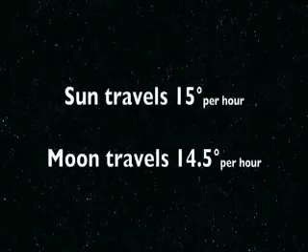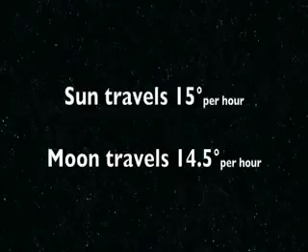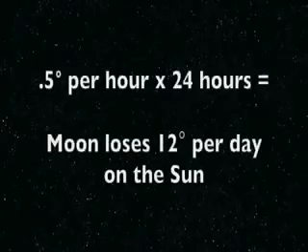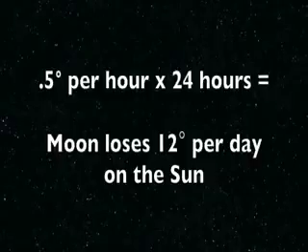So the sun moves 15 degrees per hour, but the moon is slightly slower. It only moves 14.5 degrees per hour. This means that the moon loses 1/2 degree on the sun per hour. So if you calculate that for 24 hours in one day, that means the moon loses.